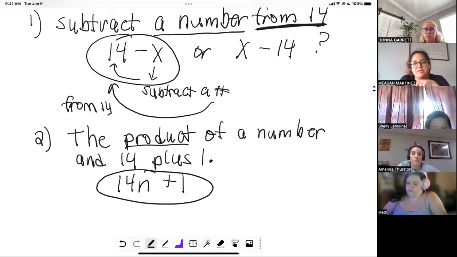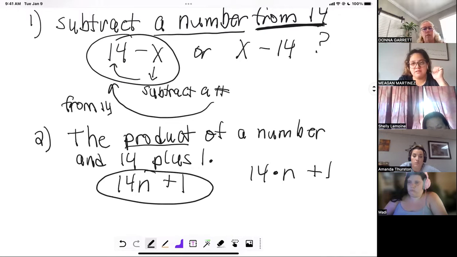I have a question. Go for it. On the test, you wrote it 14n plus 1, but I wrote it 14 times a number plus 1. Would that be okay? Yeah, it should take it. It should be fine. I like that. It should take it 100%.